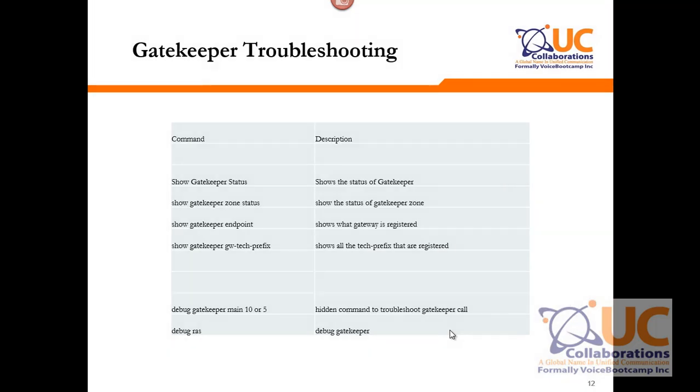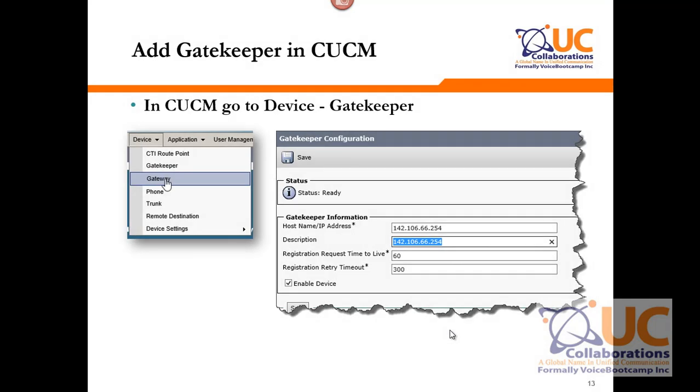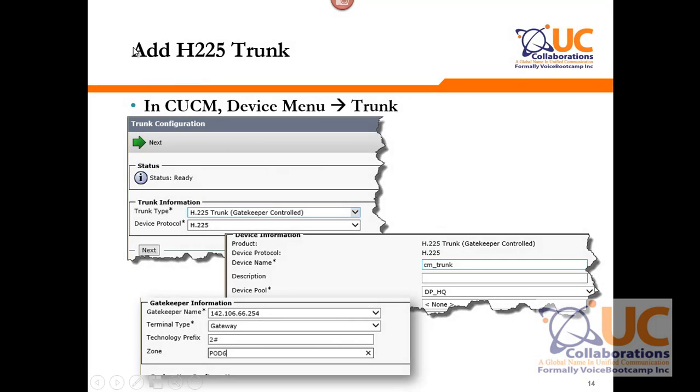So these are some of the show commands for troubleshooting. Like I said, we will use these commands in our troubleshooting DVD. For now, this is something that you may want to use to troubleshoot and learn how to do it yourself. To add a gatekeeper in Call Manager, go to the device menu, go to gatekeeper, enter the IP address of the gatekeeper, then create an H225 trunk pointing to the zone. You're going to choose the device name CM_trunk. You can choose any name you want, really. And in the gatekeeper section, choose the gatekeeper technology prefix 2#.